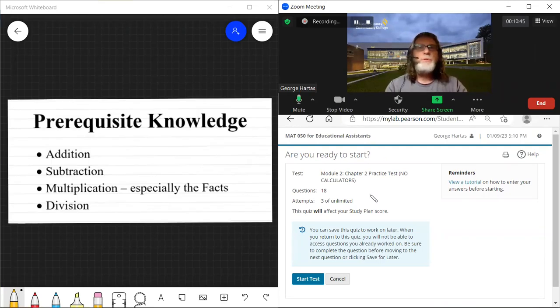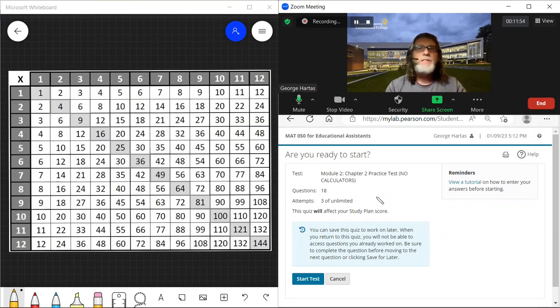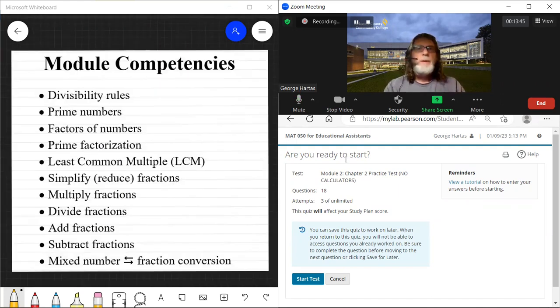Before starting Module 2, you should already be proficient with addition, subtraction, multiplication, particularly the facts, and division. Here's a multiplication facts table you can use to brush up on your multiplication facts. Math competencies are skills that must be mastered. Competencies for Module 2 are listed below and are based on objectives from the e-text in MyLab Math. You must be skilled with these competencies to pass the Module 2 post-test.